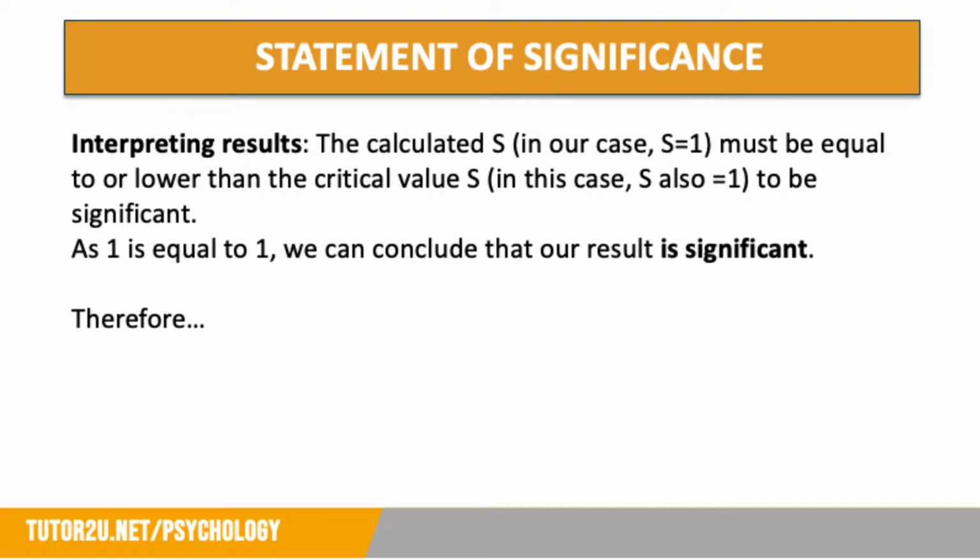Okay, so now we're into interpreting results, because it's all right knowing that, but what does it actually mean? Because we've said that the calculated value of S must be equal to or lower than the critical value to be significant. And as 1 is equal to 1, we can conclude that our result is significant. But then what does that allow us to do? If we've got a significant result, what are we able to then do?